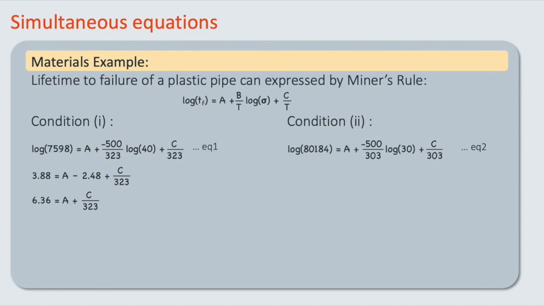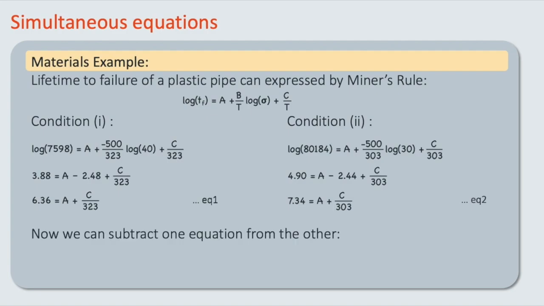This can be written as 4.90 is equal to A minus 2.44 plus C divided by 303. We can combine some terms. We get 7.34 is equal to A plus C divided by 303. These are exactly the same as equations 1 and 2 from before.